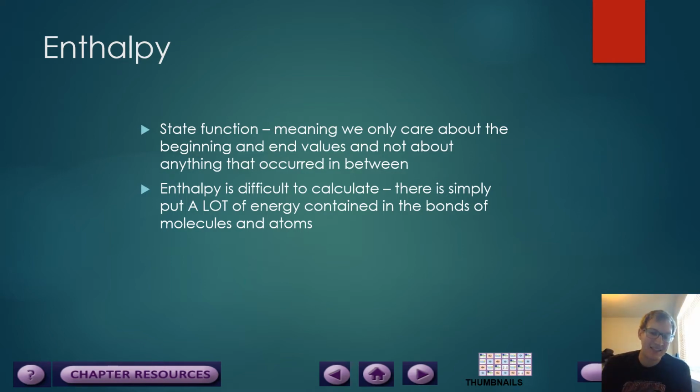Enthalpy is a difficult thing to calculate. There's simply a lot of energy contained in bonds and molecules in chemical reactions, and if you wanted to calculate the exact enthalpy, you would have to break every single one of those bonds and calculate the energy individually. Luckily, we have people that have already done that for us, so we can look in tables and look them up, so you won't be having to do any of those crazy calculations, but just know that that is where we are getting to.